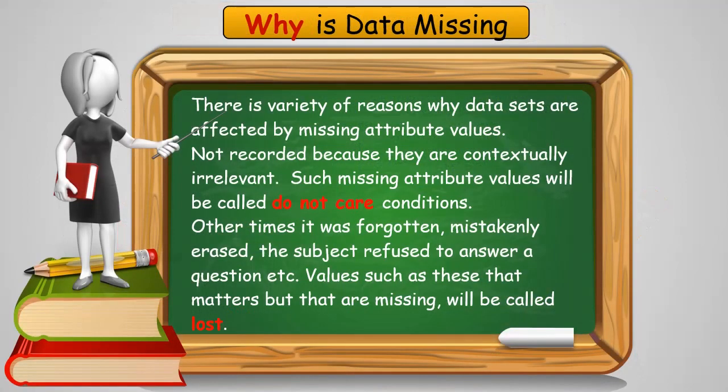Now, this is a summary, a repeat of the slide we just did when we were talking about transformation. Why is data missing? Well, it's not contextually accurate or appropriate to us, and we call that do not care conditions. Or lost data, that it was either mistakenly erased, or somebody refused to answer a question, or it was simply not entered correctly, and so on.